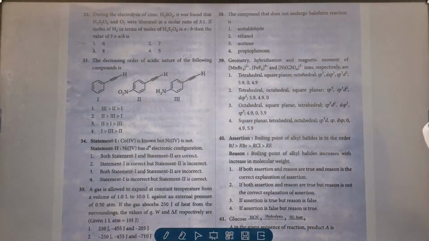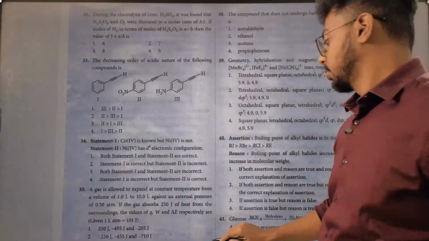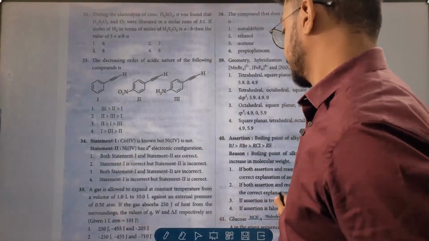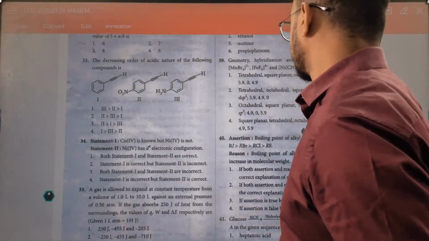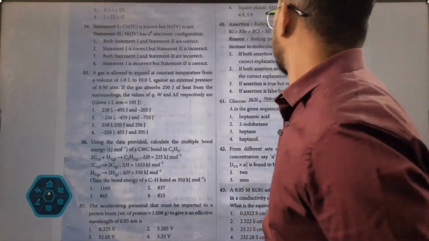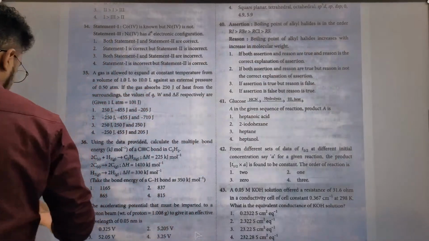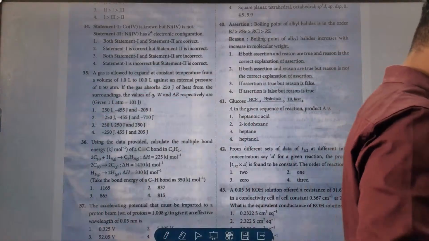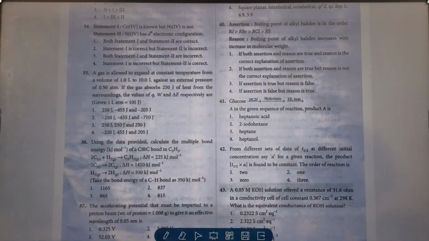This is the 40th question. Boiling point of alkyl halides. Boiling point of alkyl halides is in the order RI greater than RBr greater than RCl greater than RF. Okay.